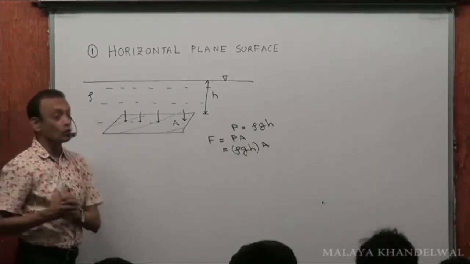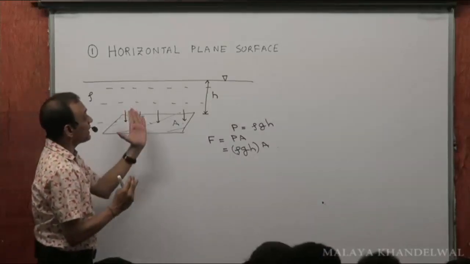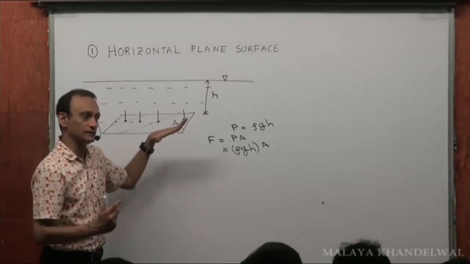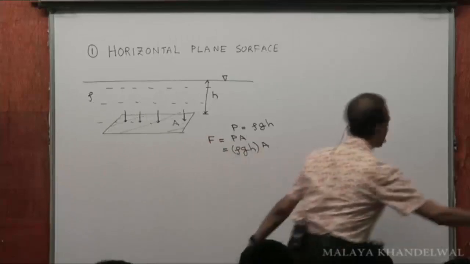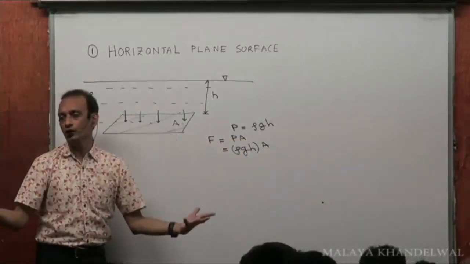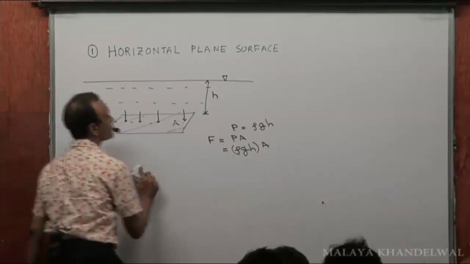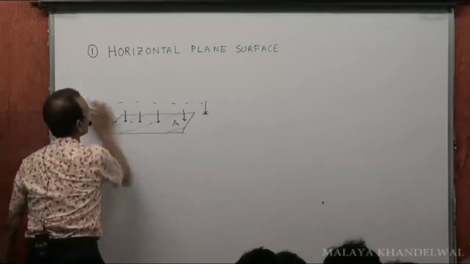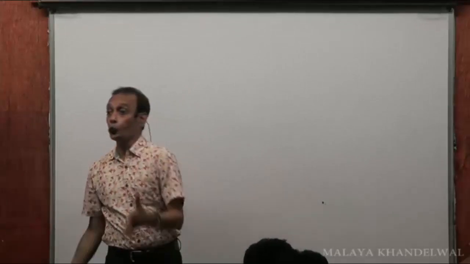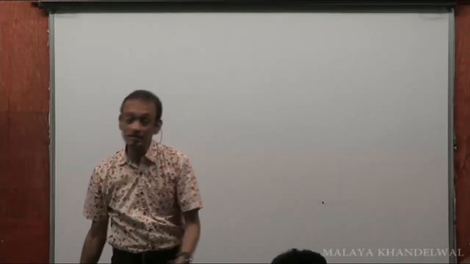Now, let me next explore when this plane surface is made vertical. This is ordinary, and you would have all obtained it all by yourself as well, right? Next, look at a vertical plane surface.